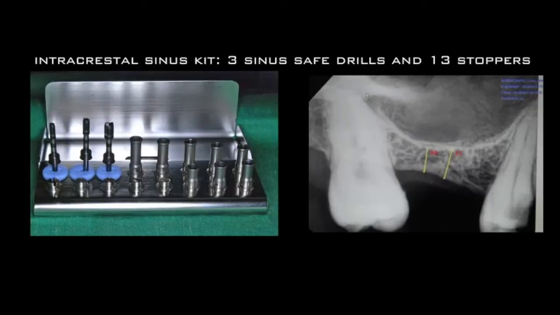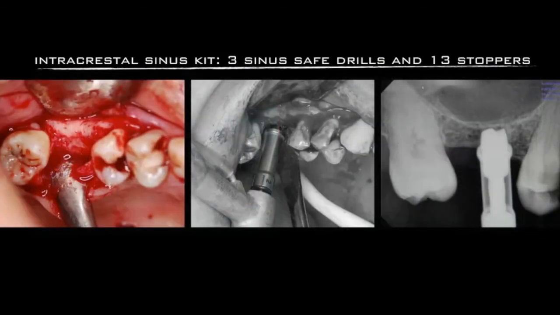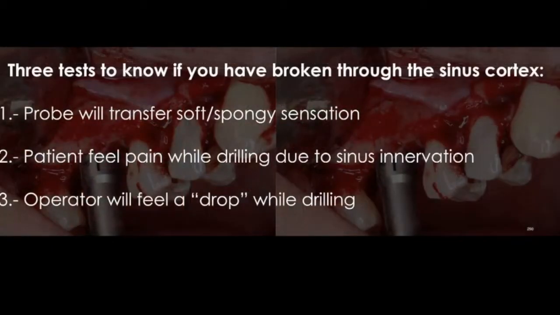Now, the next step, if we elect not to do the osteotome, there are other systems that you could also use for a vertical approach, like these intracrestal sinus kits that you're going to be able to use if you want to, where you have those stoppers that will help you stop right next to the floor of the sinus, and you can see how those stoppers help you create that osteotomy and stop right where you need to be, so then you can go ahead and use the next drilling sequences.